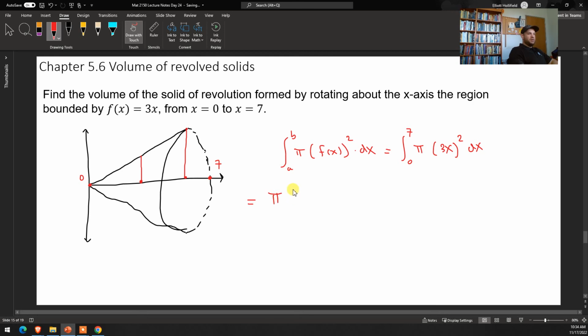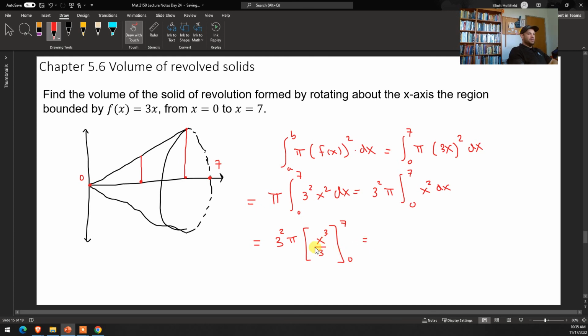Pi can come out front. We can go ahead and square that 3, square x, we get the integral from 0 to 7 of 3 squared times x squared dx. Now 3 squared can come out front. We integrate between 0 and 7 x squared dx. The antiderivative of x squared is x cubed divided by 3. We evaluate in between 0 and 7.